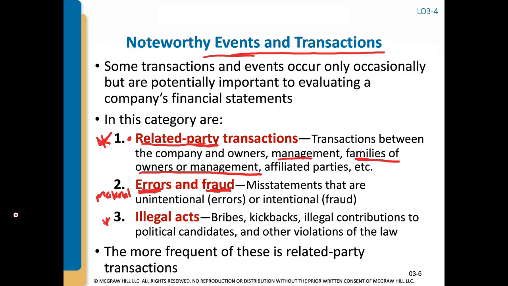And also, if the company has found out that there are illegal acts going on by some of their employees, then those need to be disclosed as well.